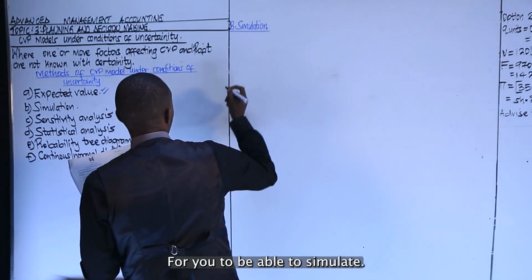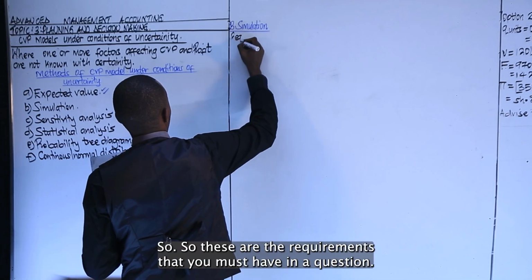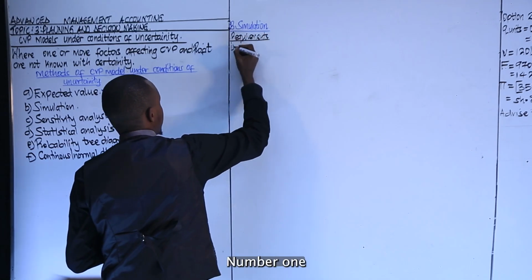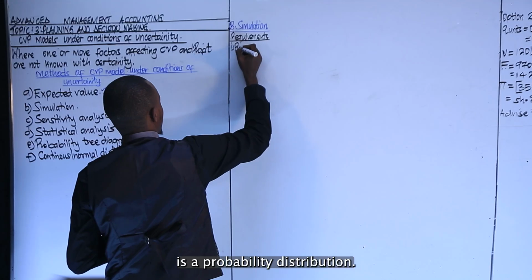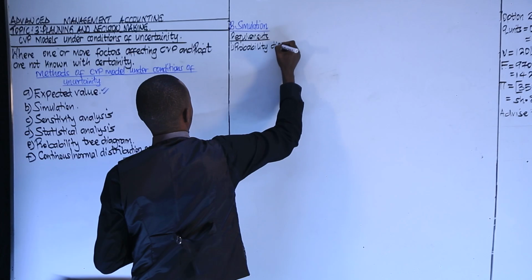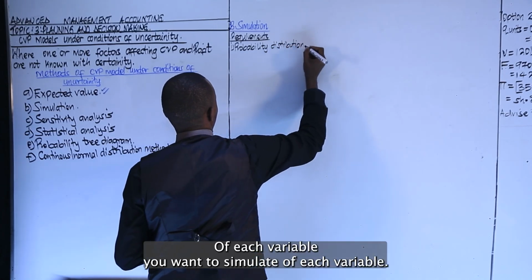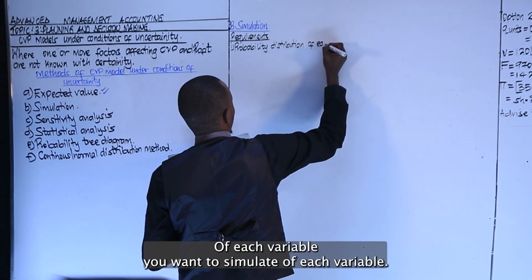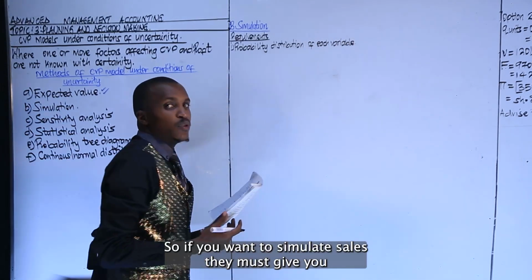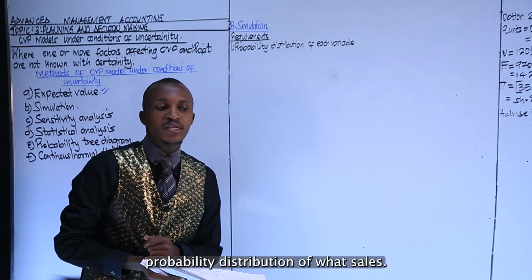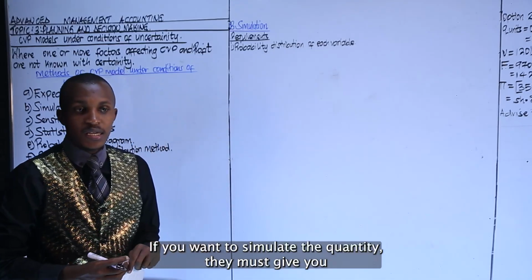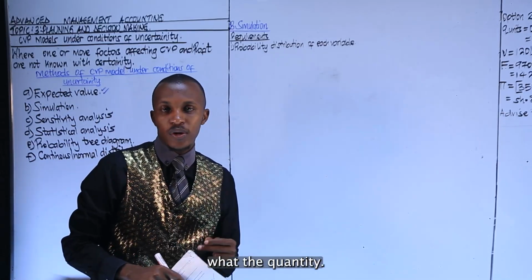For you to be able to simulate a question, these are the requirements that you must have in a question. Number one is a probability distribution. You must be given the probability distribution of each variable you want to simulate. That is the first thing you must have. So if you want to simulate sales, they must give you the probability distribution of sales. If you want to simulate the quantity, they must give you the quantity.